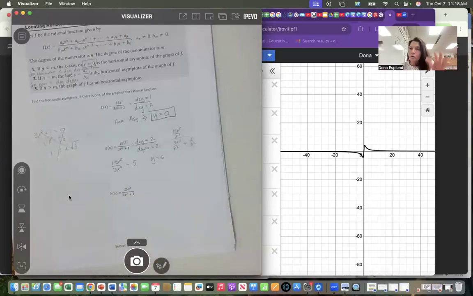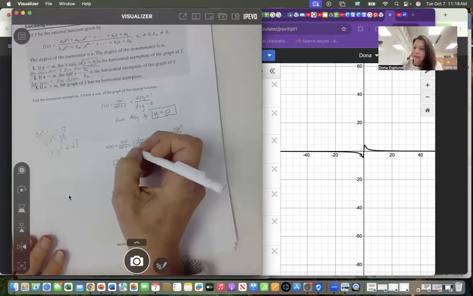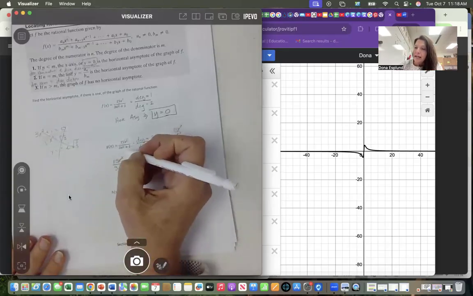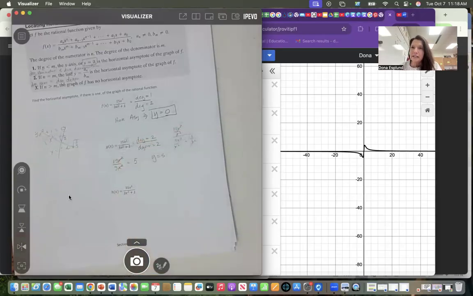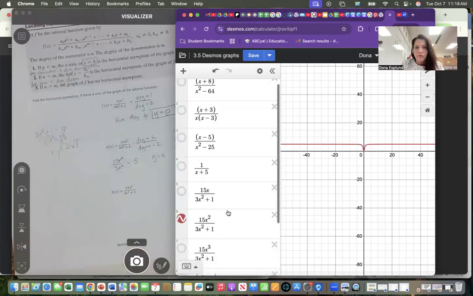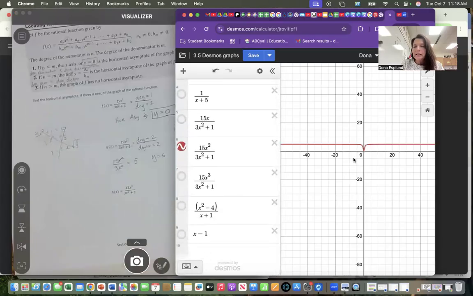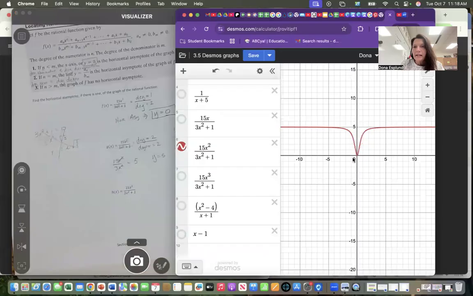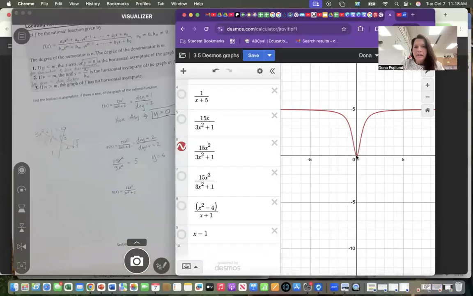So I'm not really sure which way your Algebra 2 teacher taught it, but I just go ahead and eliminate anything added and subtracted and take those leading coefficients and divide them. Okay, and let me show you this graph again. So if I go back to my equation, I'm looking for the x squared one, which is the 15x squared over 3x squared. And when I click on that, you can notice that again, I have no restrictions.